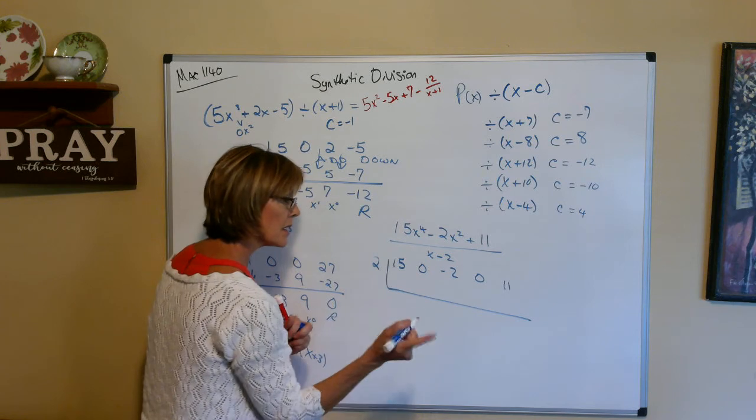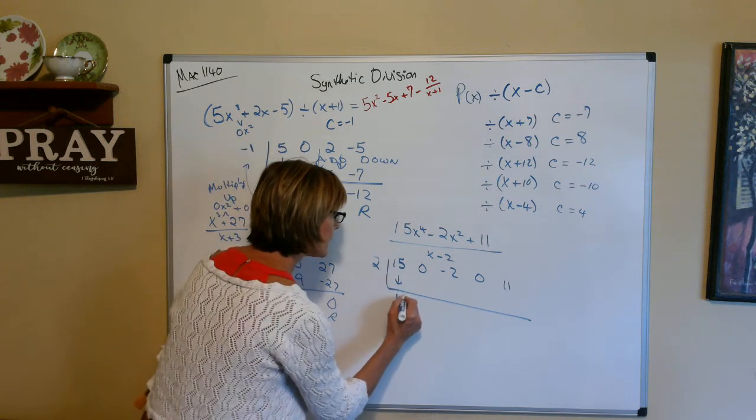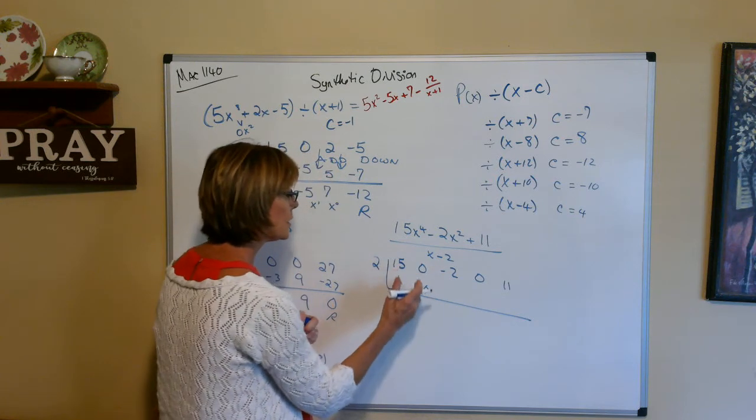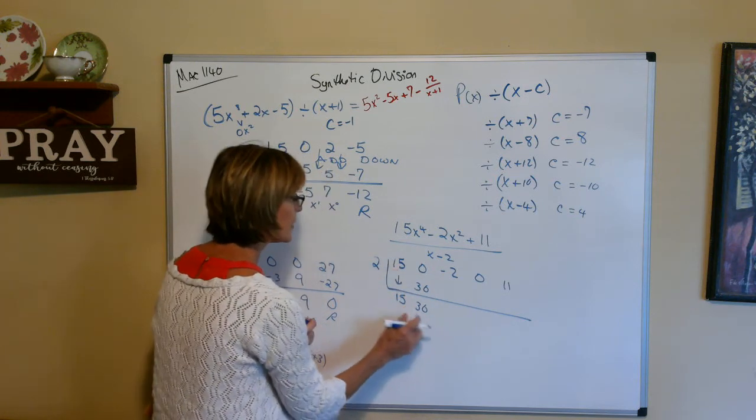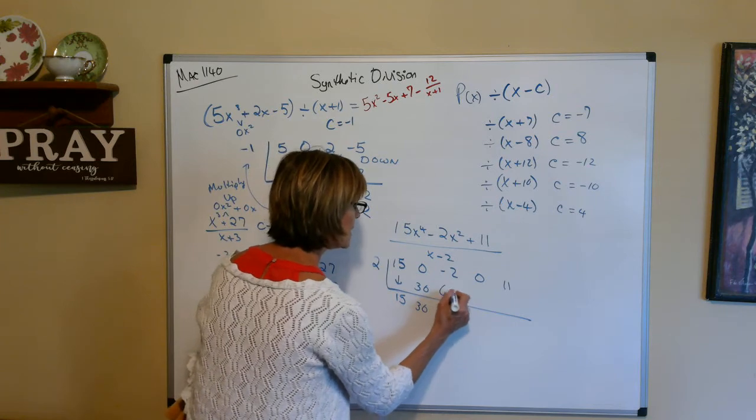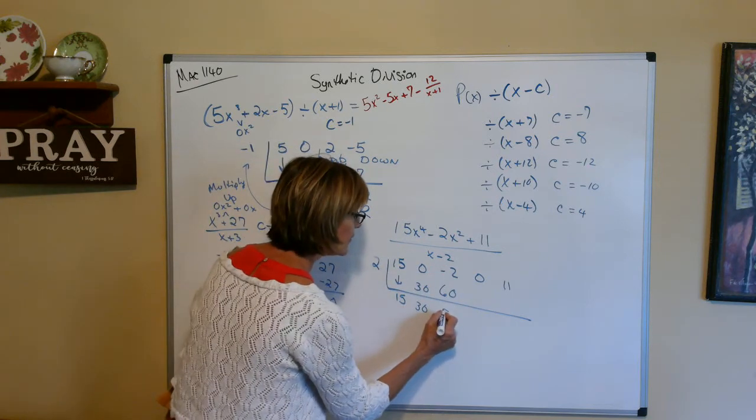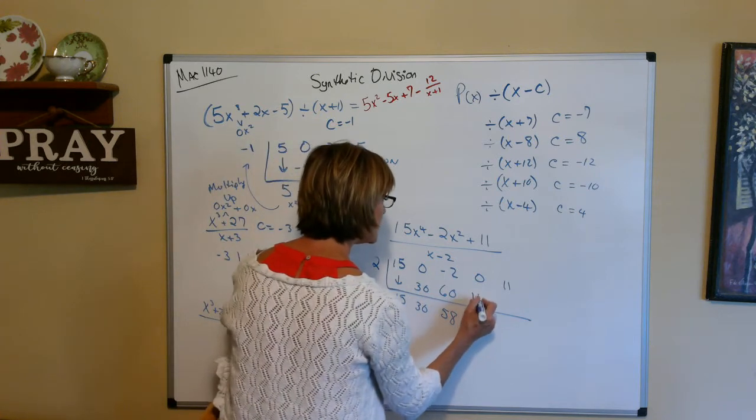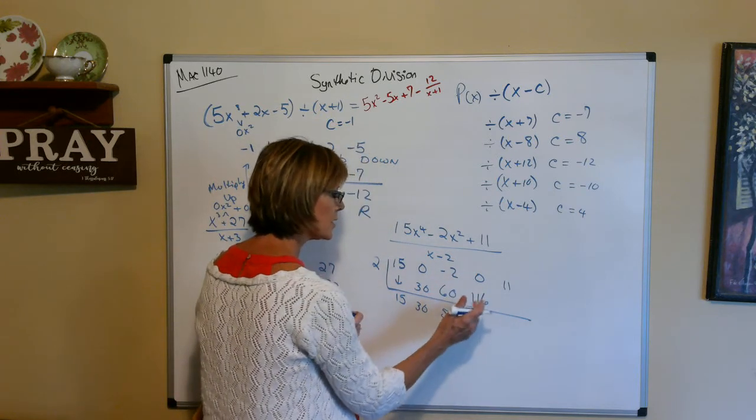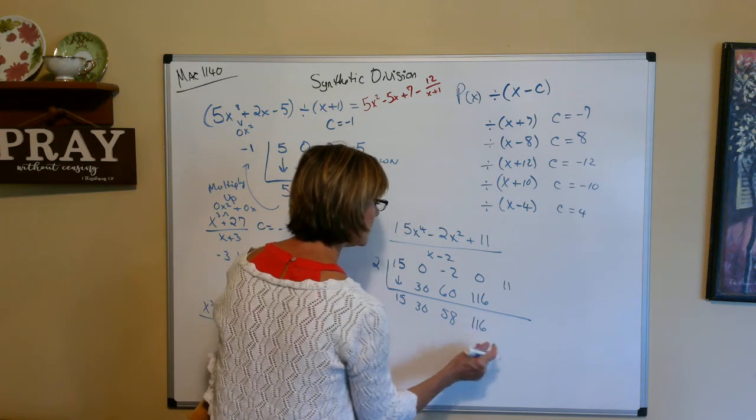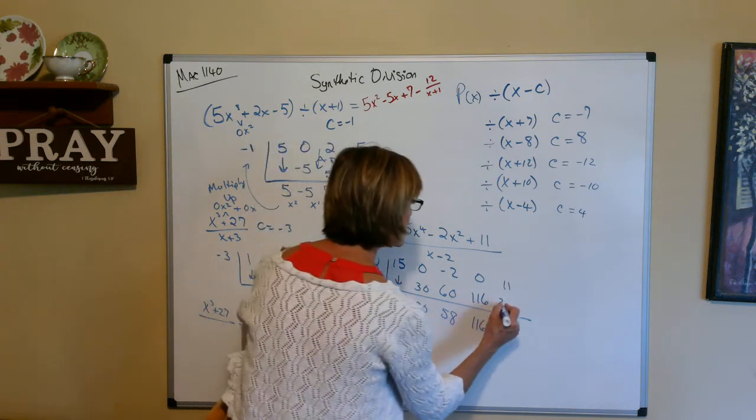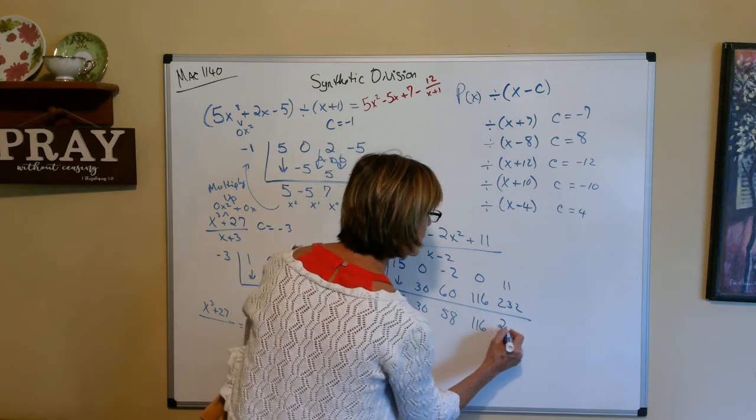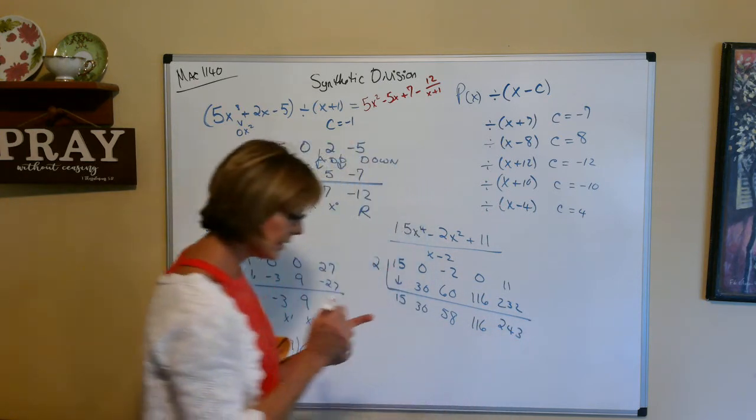Let's just begin. Bring down your 15. Multiply up. 15 times 2 is 30. 0 plus 30 is 30. 30 times 2 is 60. Negative 2 plus 60 is 58. 58 times 2 is 116. 0 plus 116 is 116. 116 times 2 is 232. 11 plus 232 is 243.